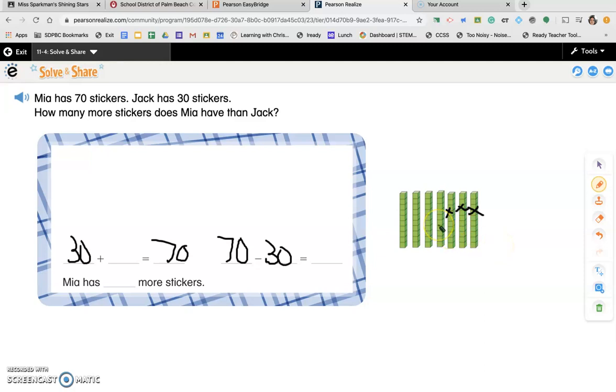And if we have 4 tens left, how much does that equal? Let's count. 10, 20, 30, 40. So 70 minus 30 equals 40. So 30 plus 40 equals 70. So that means Mia has 40 more stickers than Jack.